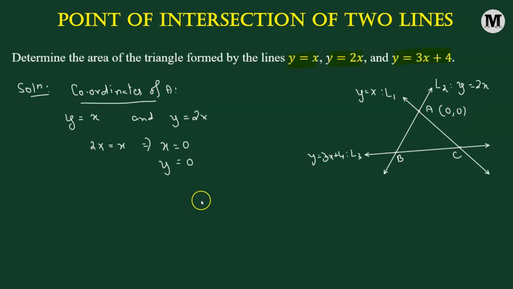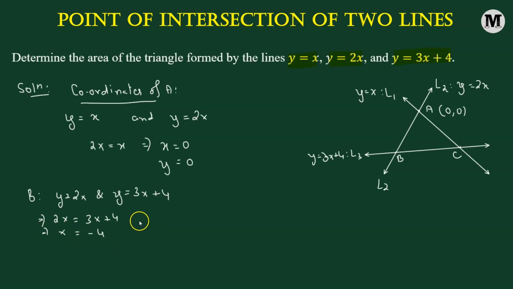Now let's find the coordinates of B. The coordinates of B are simply going to be found by taking the equation of the line L2, that's y equals 2x, and line L3, which is y equals 3x plus 4. So here we equate 2x with 3x plus 4. Solving for x, we get x equals negative 4.